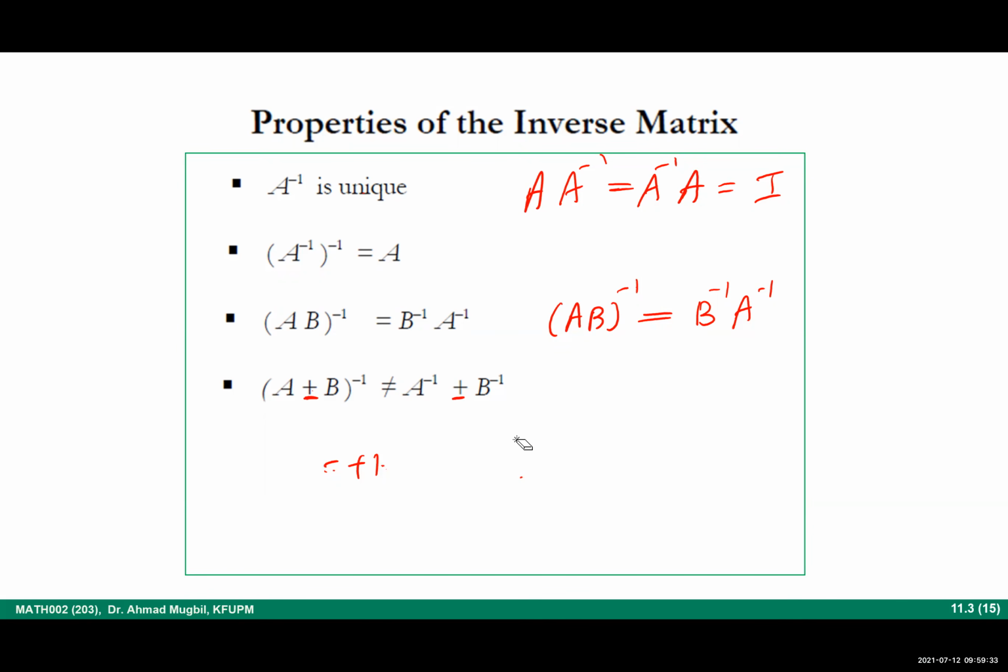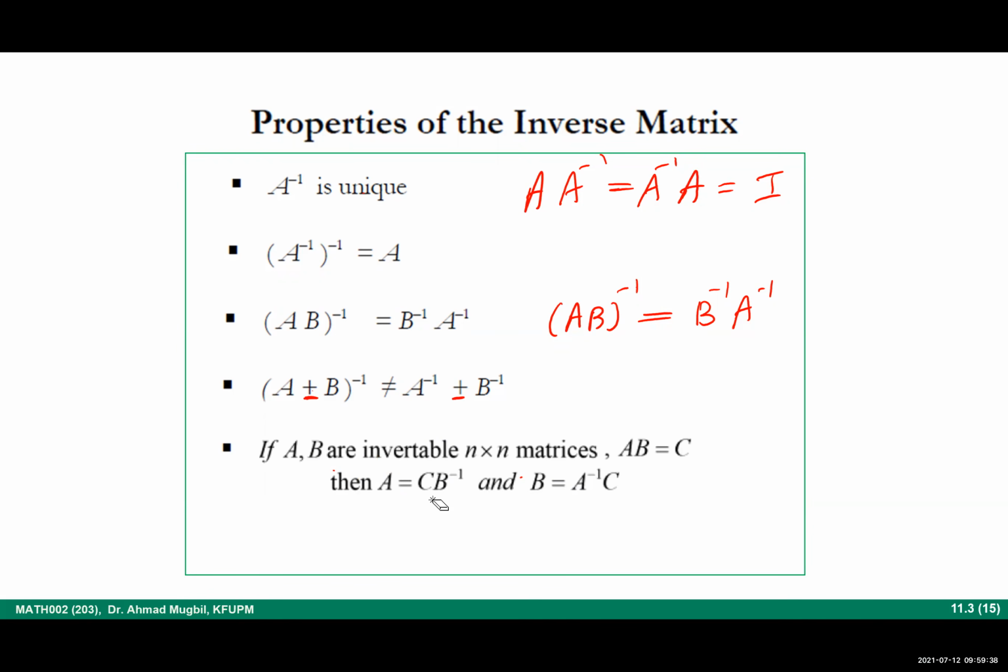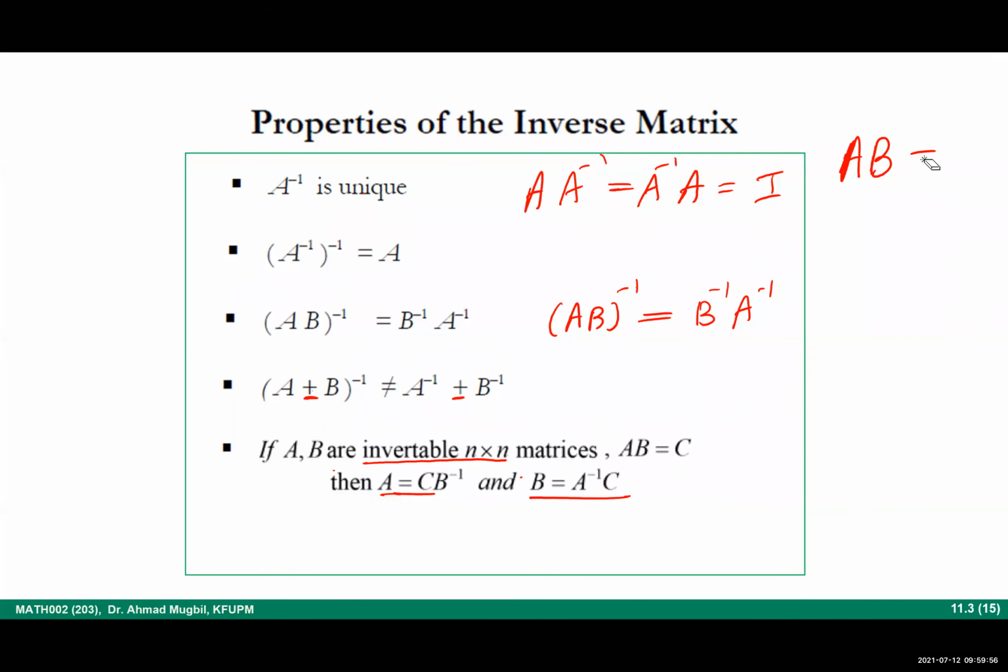Now, what is next is about how to solve matrix equations. Now, if we have A and B invertible, they have inverses, and AB equals C. AB equals C. Then how do we solve for A? How do we solve for B? Now, to solve this, ya shabab, what do you want to solve it for? Do you want A equals what or B equals what? Choose, ya shabab. Do you want to solve it for A or for B?